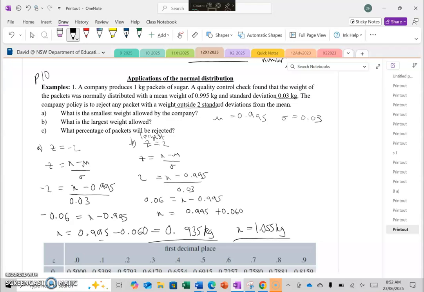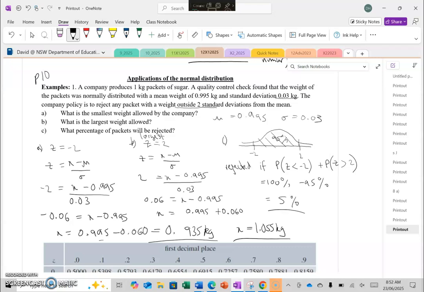See what percentage of packets will be rejected. Okay, so a reminder that from -2 to 2, that's 95% by the empirical rule. So we're rejected if we're outside that. So you would do 100% minus that. So rejected if z is less than -2 plus if z is more than 2, which will just be 100% minus that 95%, which is 5%. So 5% of the packets will be rejected.